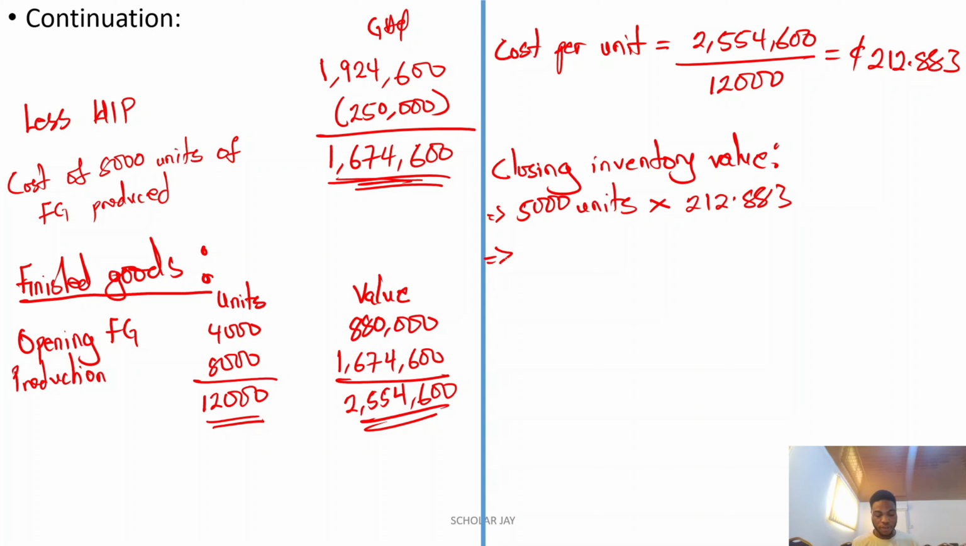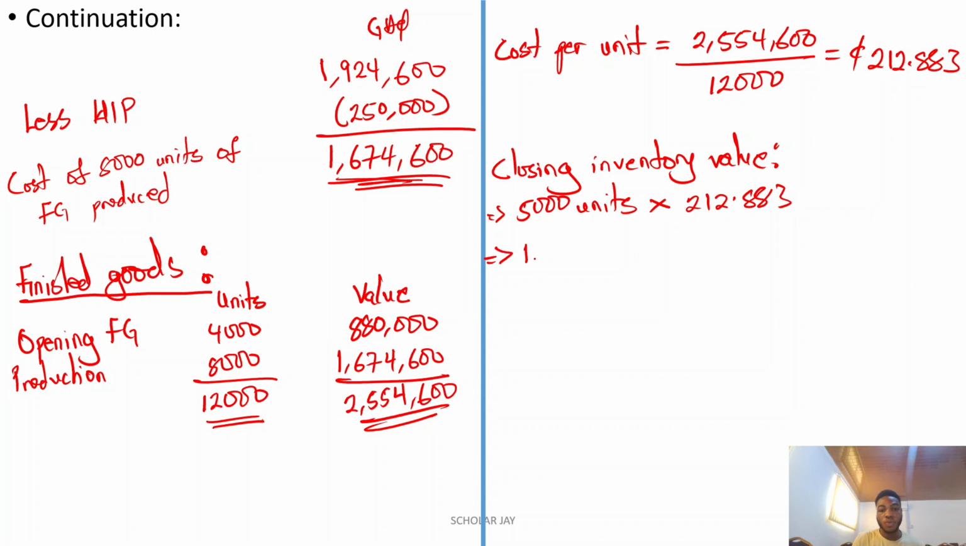So 5 times 5,000 units. Okay, so we end up getting 1 million. So we end up getting 1,064,406. So 212.883 times 5,000. Yes, so this is what you're having in Ghana cedis. It makes sense, right?